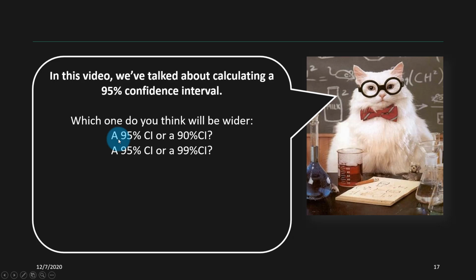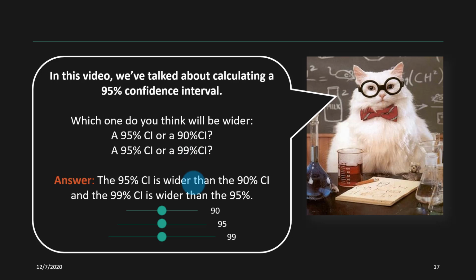So take a minute to think about these questions. You can go ahead and pause the video until you've got your answers and then start it up again. Which do you think is going to be wider? A 95% confidence interval or a 90% confidence interval? And then a 95% confidence interval or a 99% confidence interval? Go ahead and pause the video and generate your answer and then start it up again. So the answer is that a 95% confidence interval is going to be wider than a 90% confidence interval, and a 99% confidence interval is going to be wider than a 95% confidence interval.